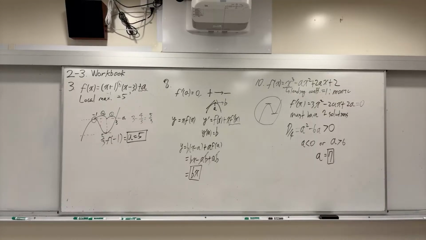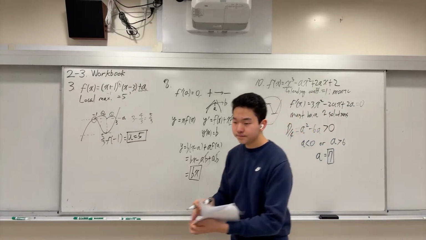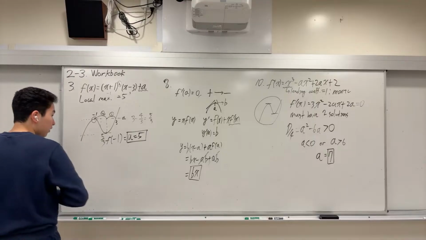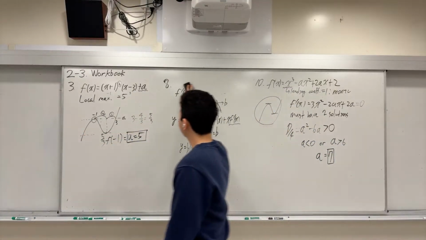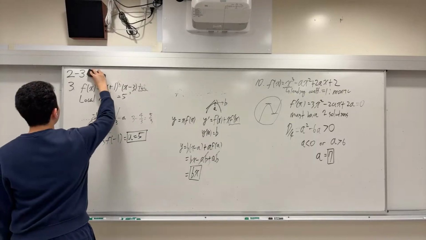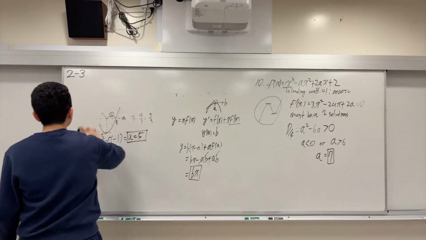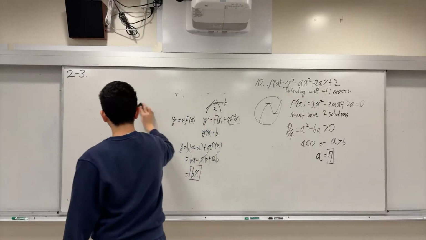And number 12 is a quartic function. Okay, so let's talk about quartic functions next. So cubic functions are polynomials with degree 3. So naturally, quartic functions would be polynomial functions of degree 4.